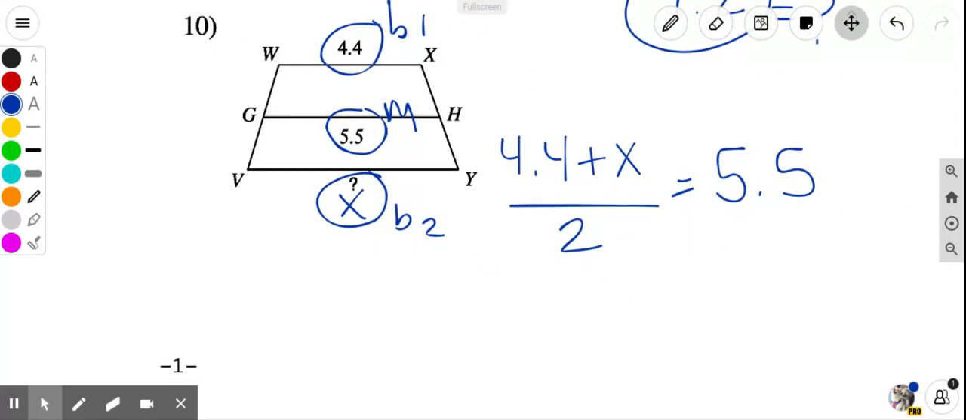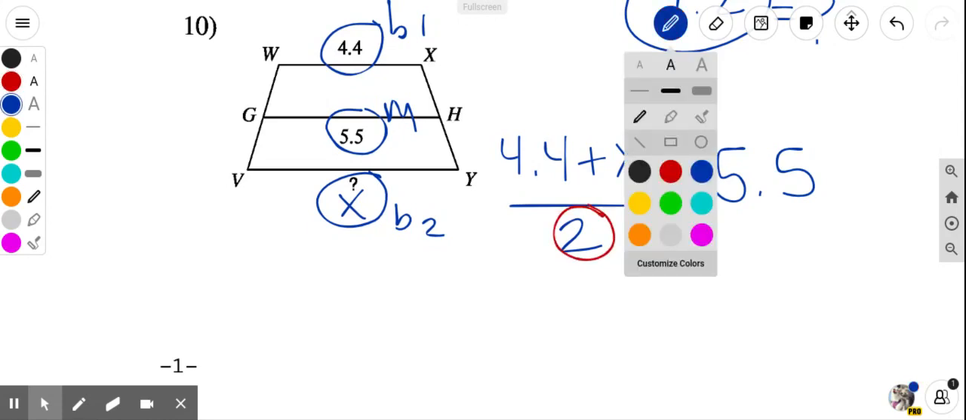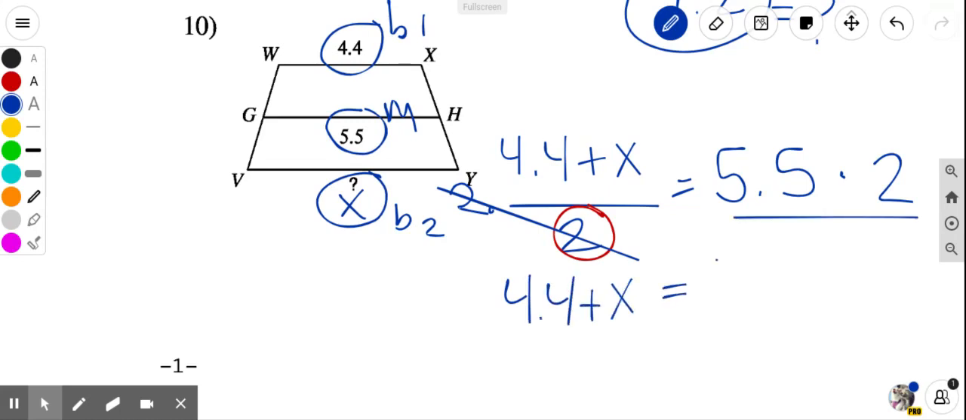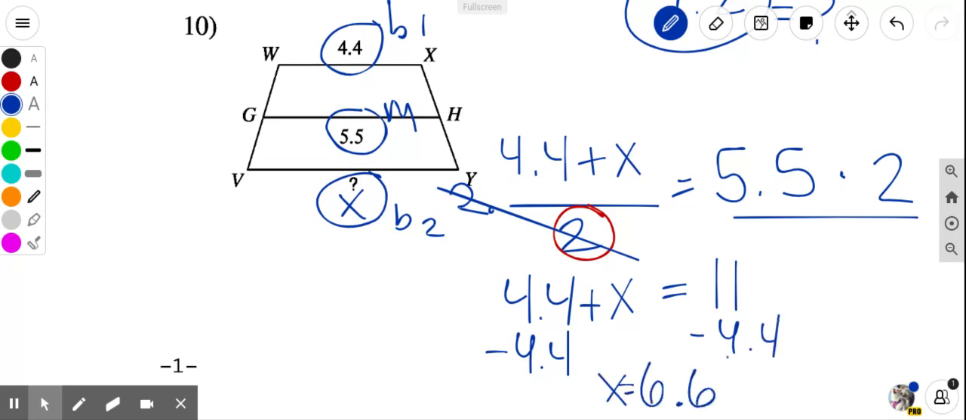So to solve for x here, we have to get rid of this 2 on the bottom. So this is being divided by 2, so we're going to multiply both sides by 2, and that will cancel the 2, and it's not going to distribute on the top. The top just stays 4.4 plus x, and then 5.5 times 2 is 11. From here, we're going to subtract 4.4 from both sides, which gives us 6.6. There is kind of another easy way to figure this out as well. And so if you look at the picture, let's go back to the picture.